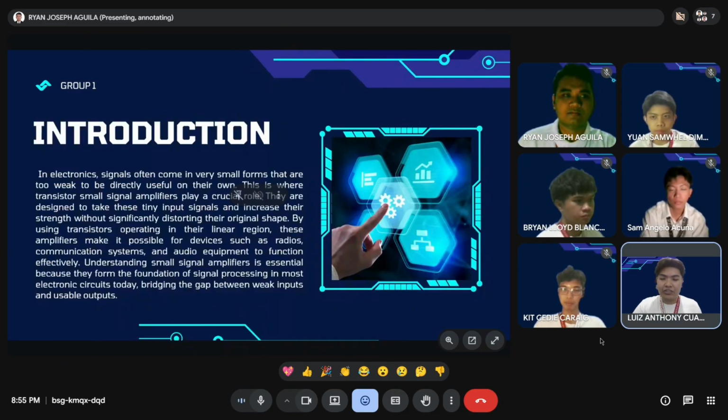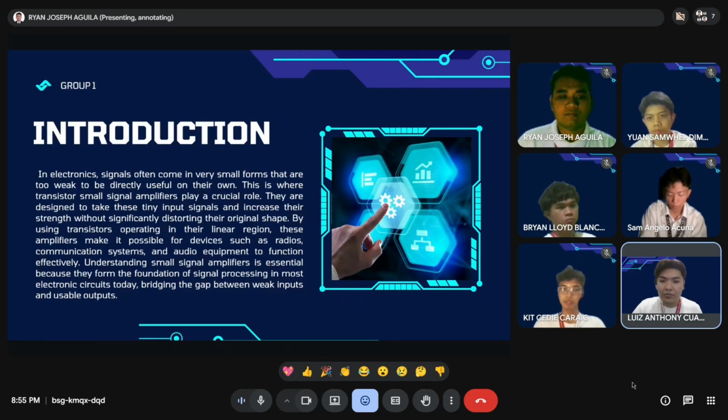For the introduction, in electronics, signals often come in very small forms that are too weak to be directly useful on their own. This is where transistor small signal amplifiers play a crucial role. They are designed to take these tiny input signals and increase their strength without significantly distorting their original shape. By using transistors operating in their linear region, these amplifiers make it possible for devices such as radios, communication systems, and audio equipment to function effectively.